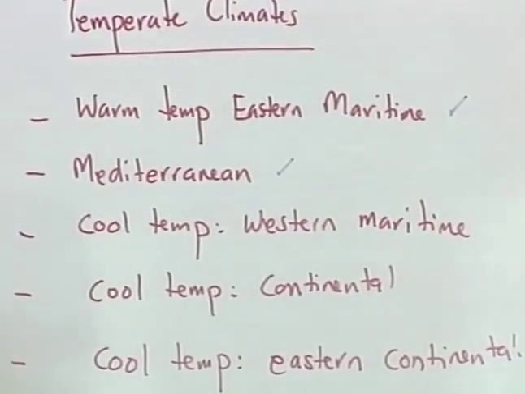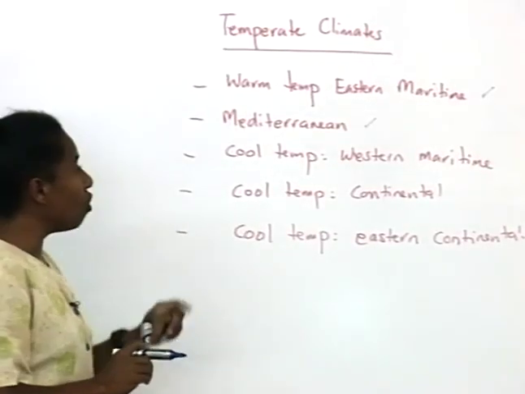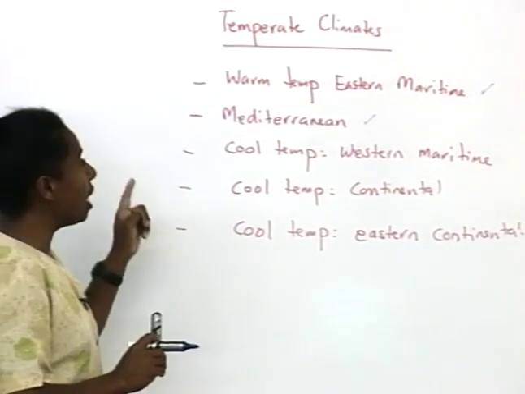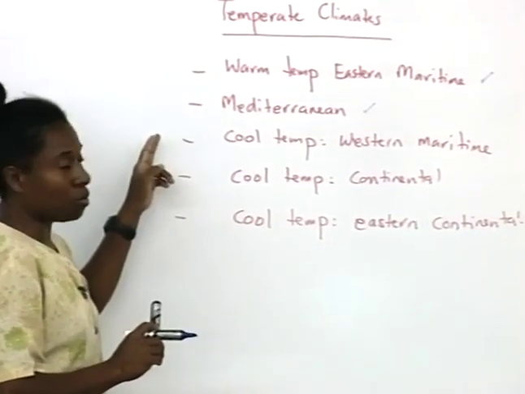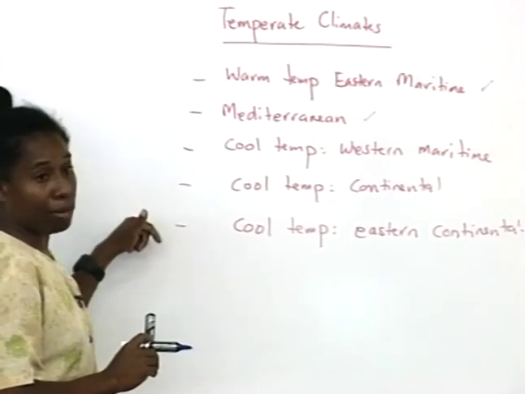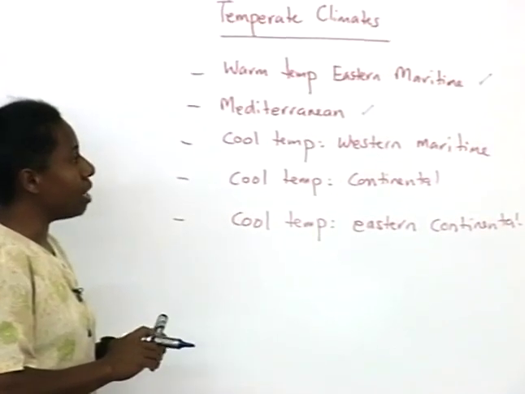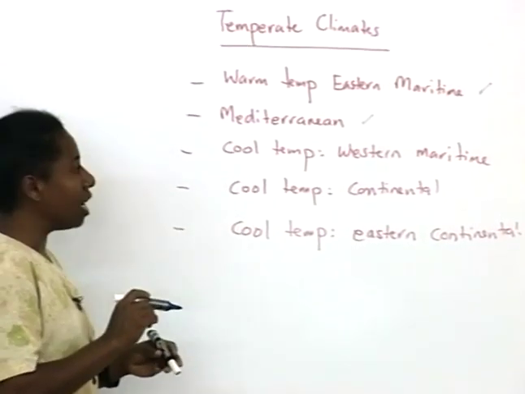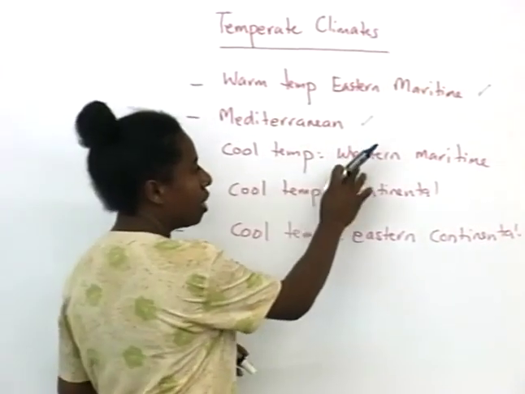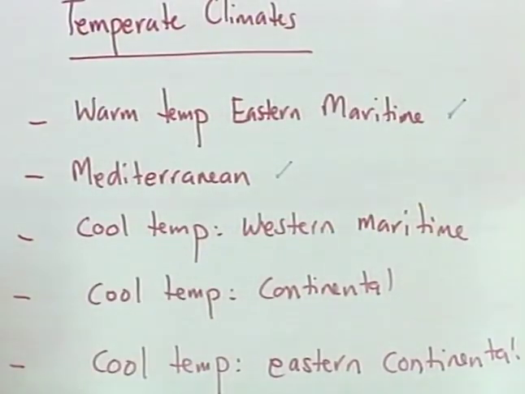Today we are going to move on, with similar activities to what we have done on the climates of the tropical region and the two temperate climates. We'll do the same for the three temperate climates that are yet to be covered. So the three temperate climates in our lesson today will be the cool temperate western maritime, the cool temperate continental, and the cool temperate eastern continental type climate.